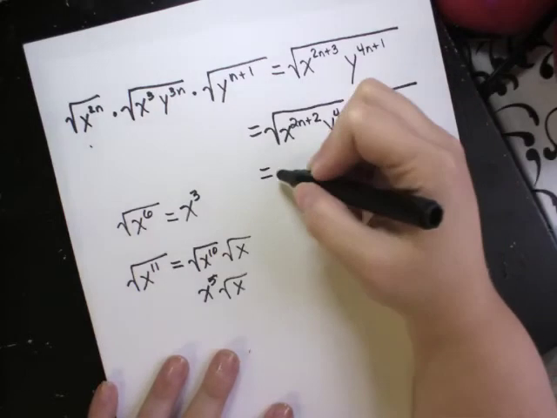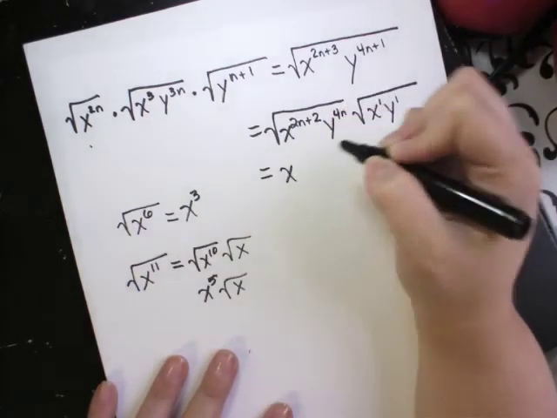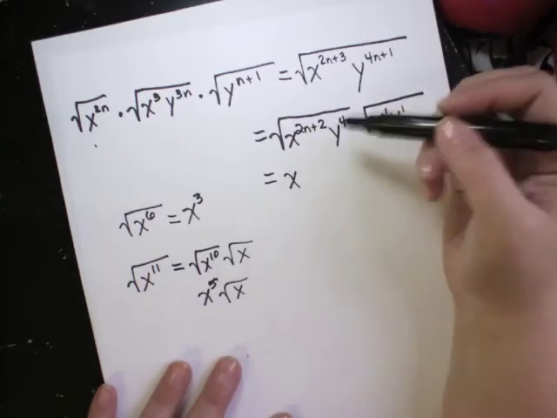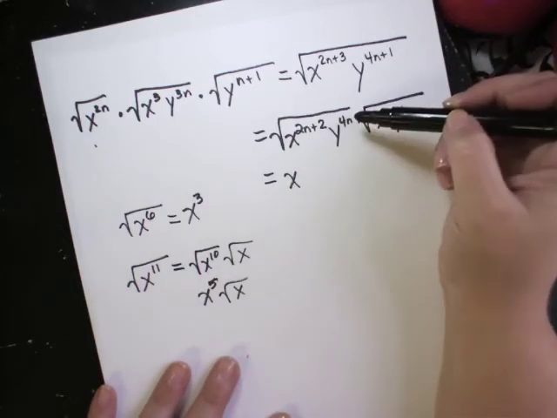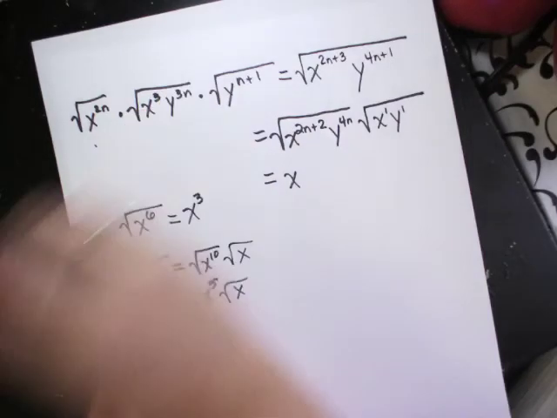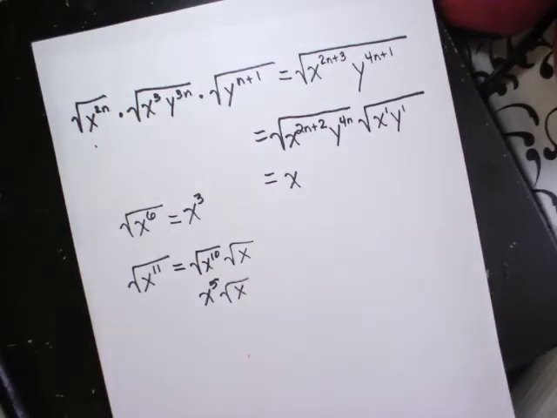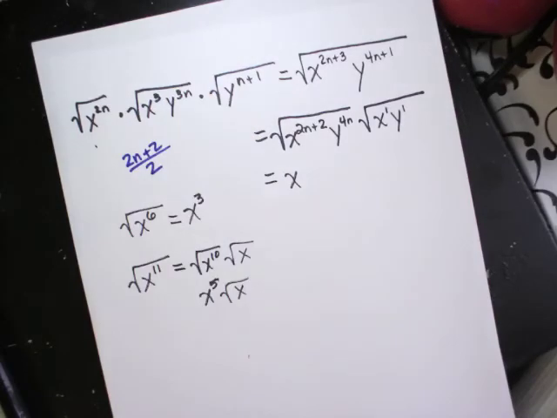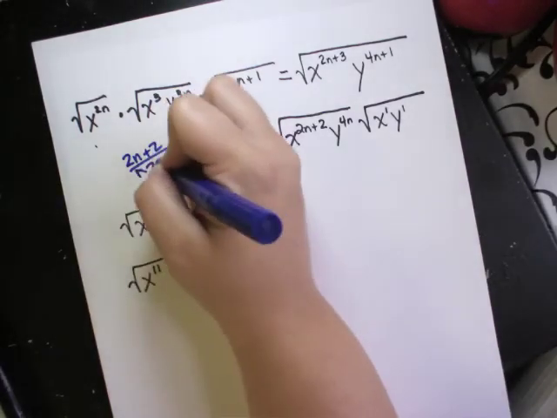And then to take the square root of an even exponent, we divide the exponent in half. So I'm going to do this over here. Let me do it in a different color. If I have 2n plus 2 divided in half, you guys know how to do that, right? n plus 1. Distribute the denominator.